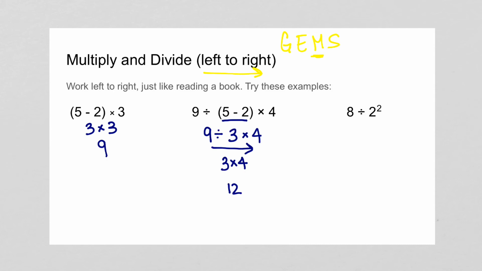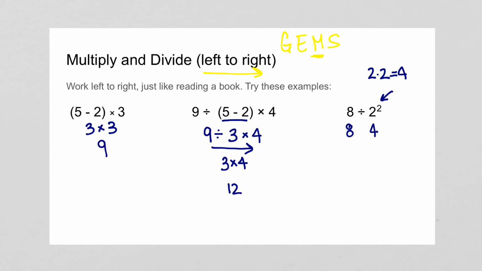Our final example for this section, let's see, grouping symbols. Exponents. Yep, we have an exponent right here. So what does that mean? That means my base 2 has 2 copies. So 2 times 2 is 4. Well, let's rewrite that as 4.